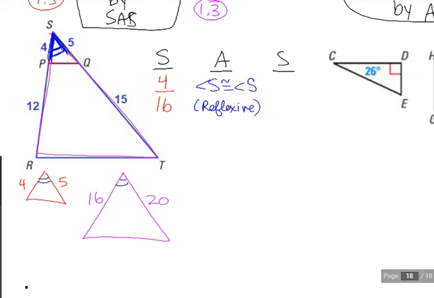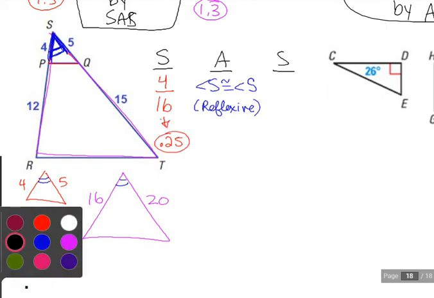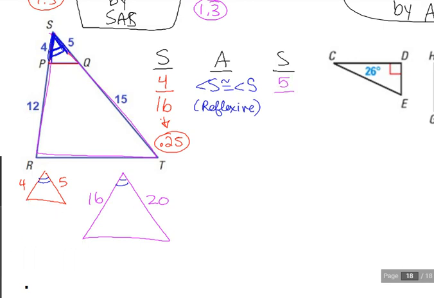Okay, so we can go 5, right-hand side of the small triangle, is to 20. Well, 5 divided by 20, 5 goes into 20 exactly 4 times. That's going to be 0.25 for that scale factor. So we have 2 matching scale factors. We have an angle that's congruent in between. So we've met SAS.